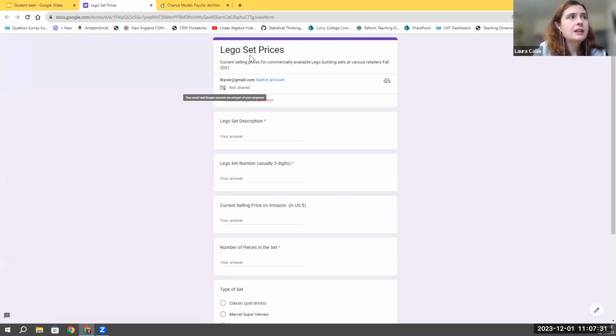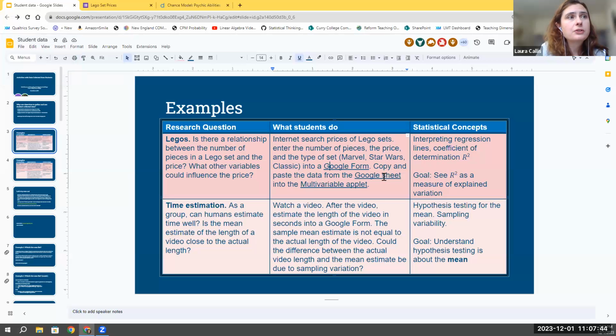You can see that they put in the set number so we can check for duplicates, and they put in the selling price and the number of pieces. They put what type of set it is, a Marvel set or a classic set. And then that turns into a Google Sheet.